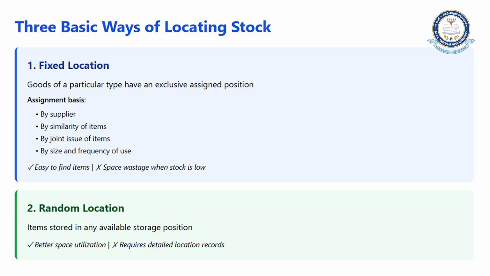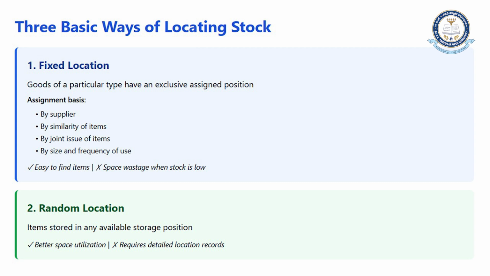Next, three basic ways of locating stock. How do you locate a stock? Under this, the first one is fixed location. Under fixed location, goods of a particular type have an exclusive assigned position. Meaning in the store we have fixed this.